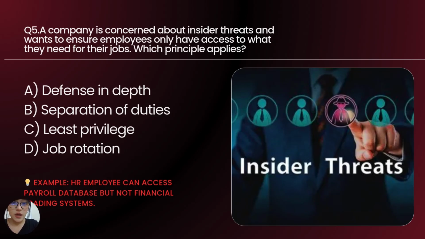Let's look at answer A. Defense in depth. It is multiple layered controls but not access rights. What about B? Separation of duties. Separation of duties is splitting tasks between people, not general access restriction. If you look at C, least privilege is the correct one. Why? Because users get the minimum access needed, nothing more. And D, job rotation. Job rotation helps prevent collusion and fraud, but it's not about minimizing access. Now let's look at the example below.